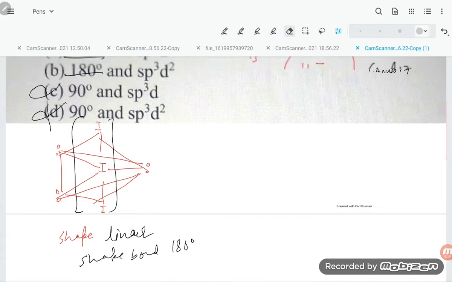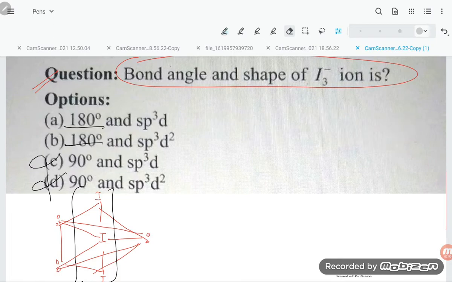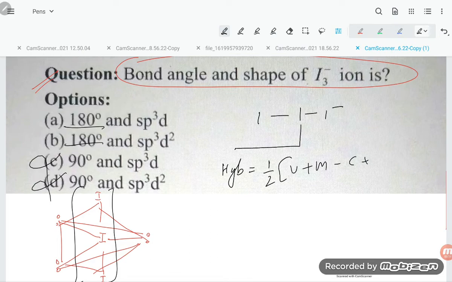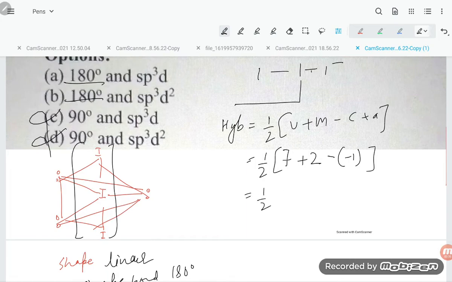So dear student, here is I, and there is a negative charge. How can you find the hybridization of this molecule? Using the formula 1 by 2 (V plus M minus C plus A): the number of valence electrons is 7, monovalent atoms are 2, and the negative charge is minus 1. So solve it: 1 by 2 of 7 plus 2 plus 1, that is 10. So 10 by 2 is 5.